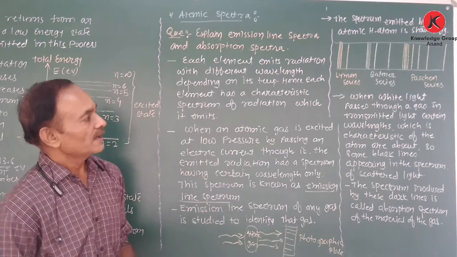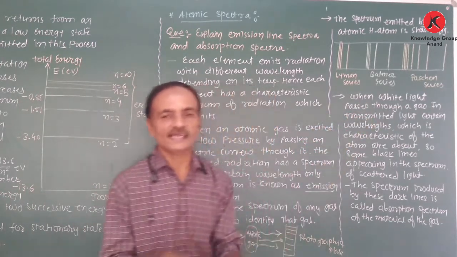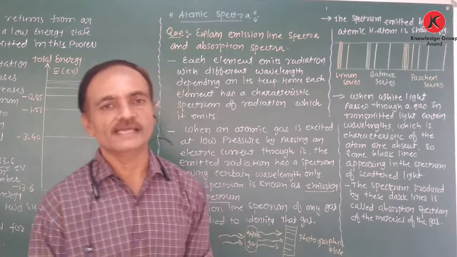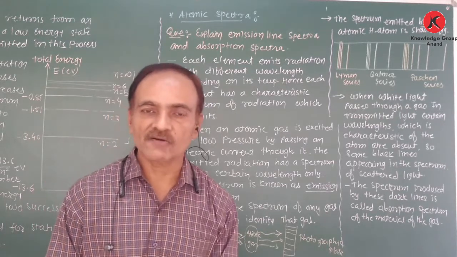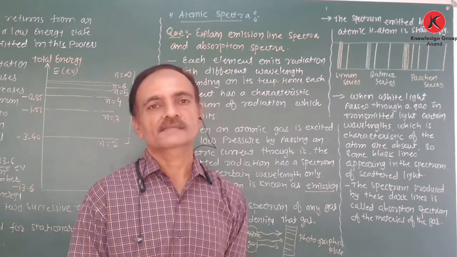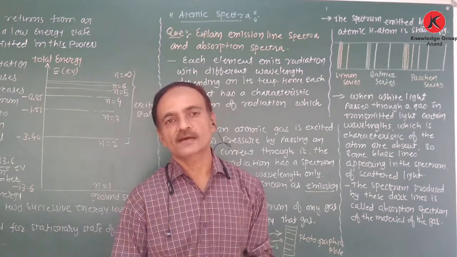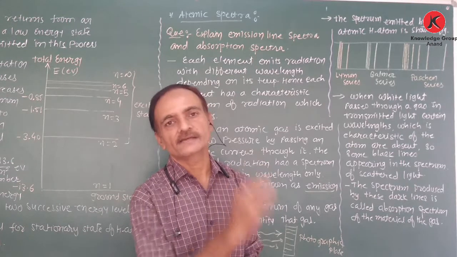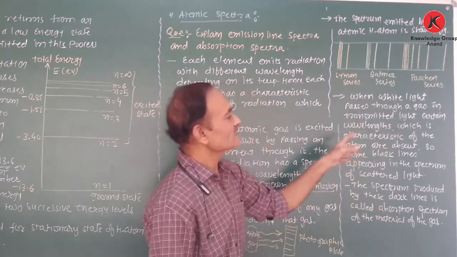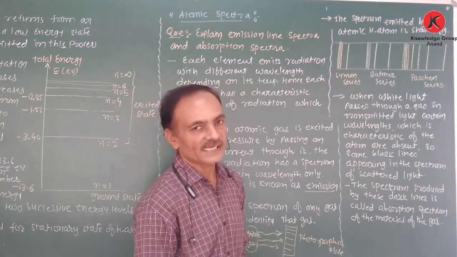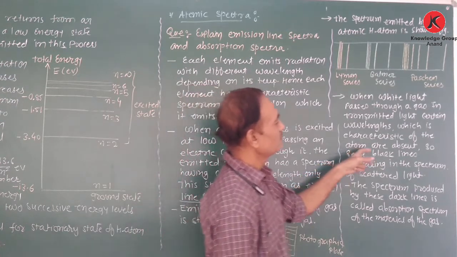Now, what is the absorption spectra? When white light passes through a gas. Why white light, not yellow, blue or green light? Because white light is the combination of all the wavelengths of electromagnetic radiation. When white light passes through a gas, in the transmitted light certain wavelengths which are characteristic of the gas are missing. That means they are absorbed.